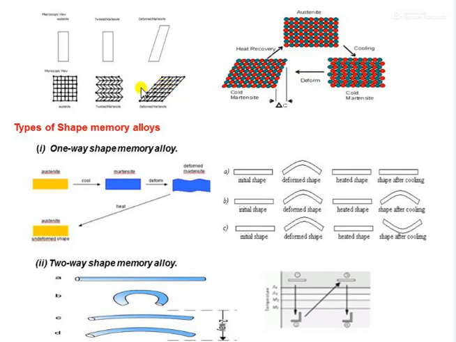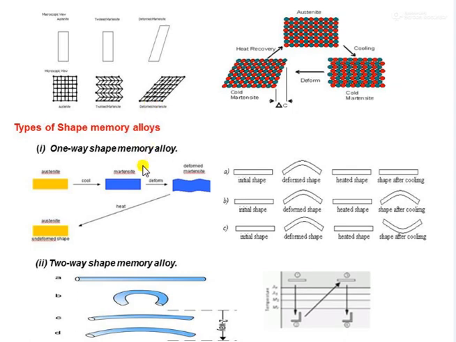See the diagrammatic representation. So this is the austenite phase of SMA, this is the twinned martensite phase of SMA, and this one is the deformed martensite phase of SMA. Then we move on to the types of shape memory alloys. So in SMA we have a one-way shape memory alloy and two-way shape memory alloy.